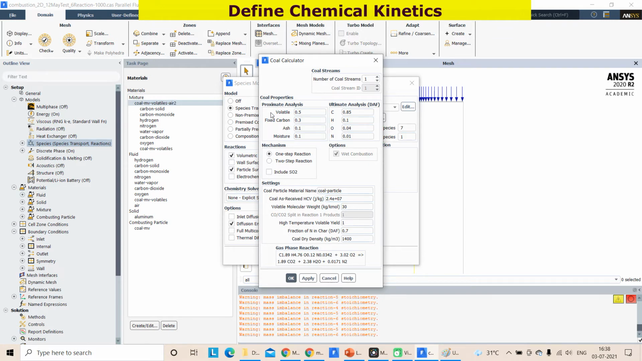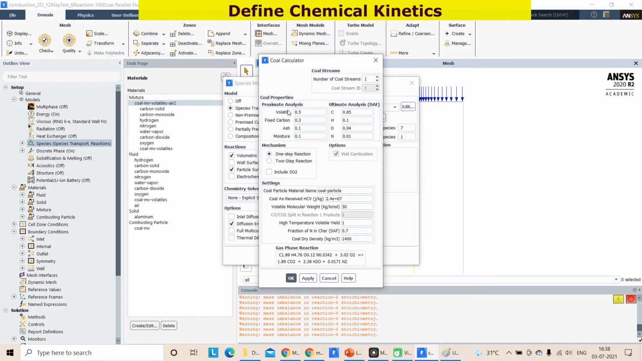Based on the coal calculator, it provides the fuel composition based on ultimate analysis, and here is the ultimate analysis on a dry ash free basis. DAF here means dry ash free content. Dry means there is no moisture and there is no ash.